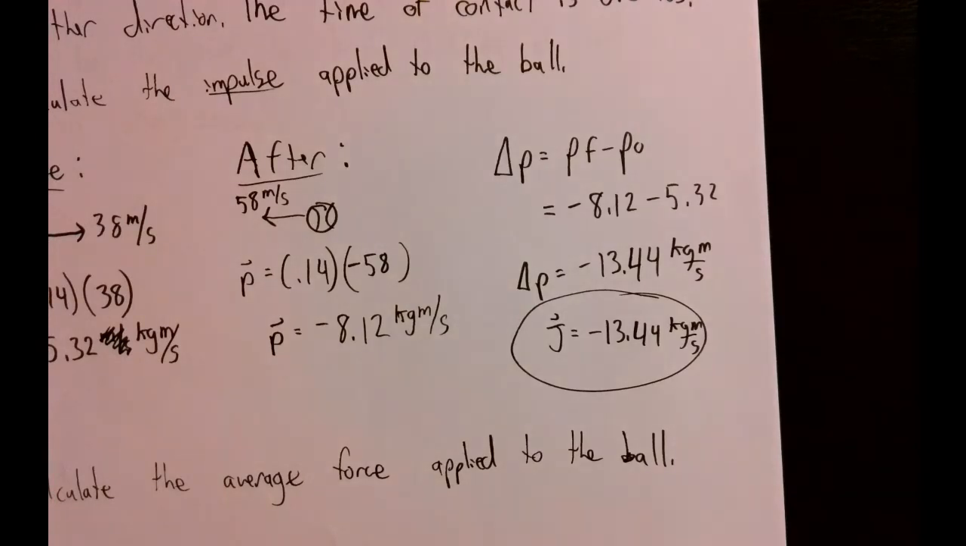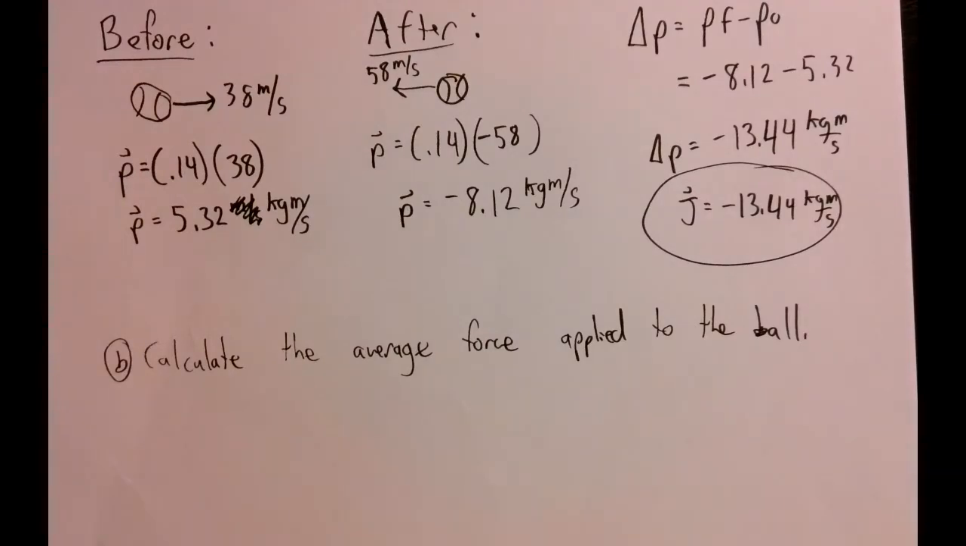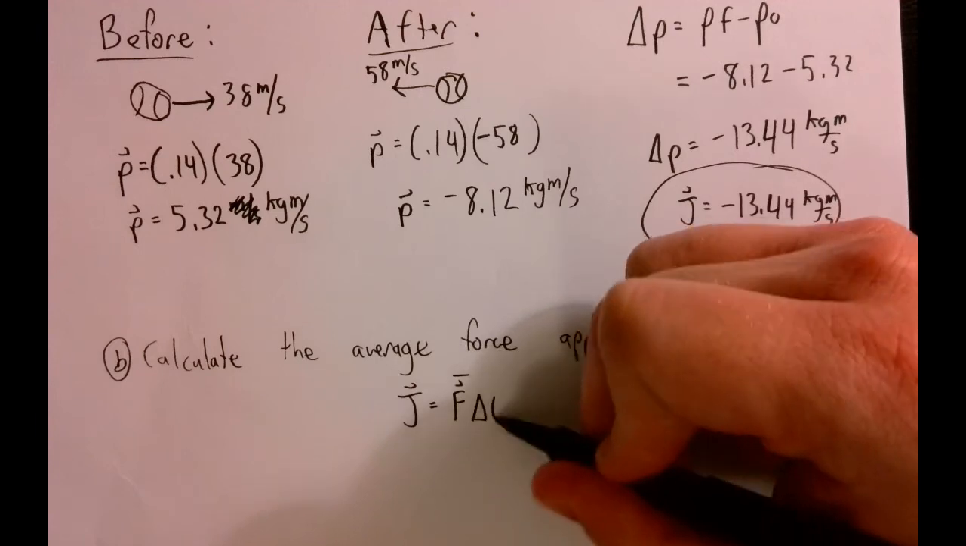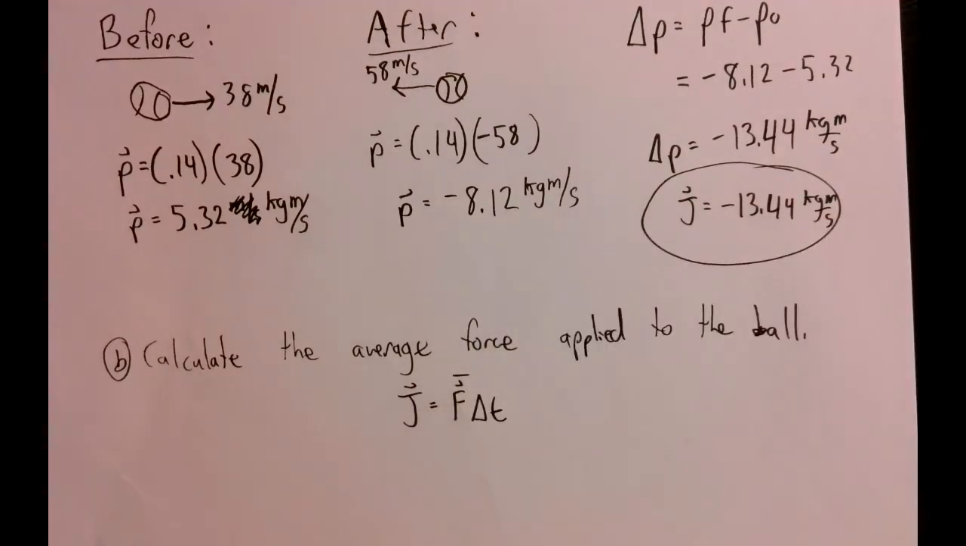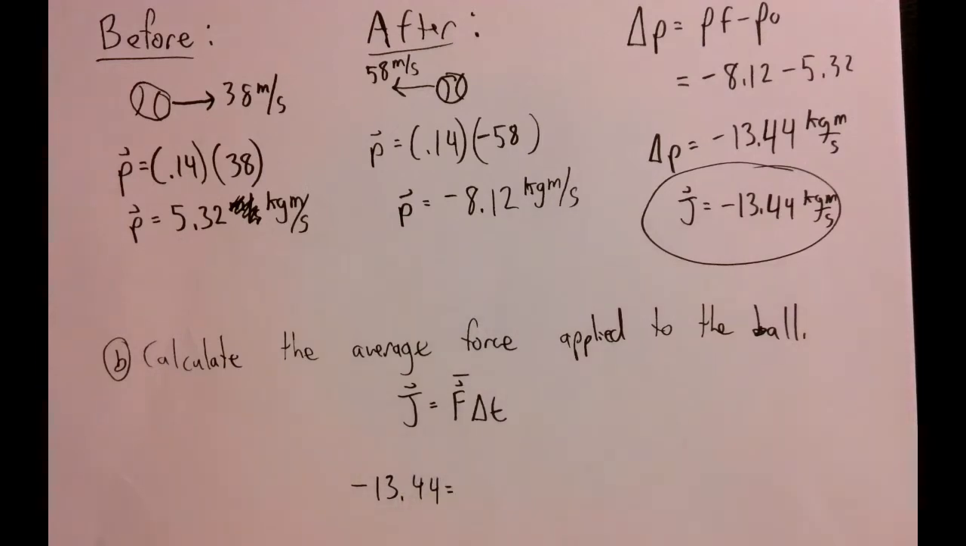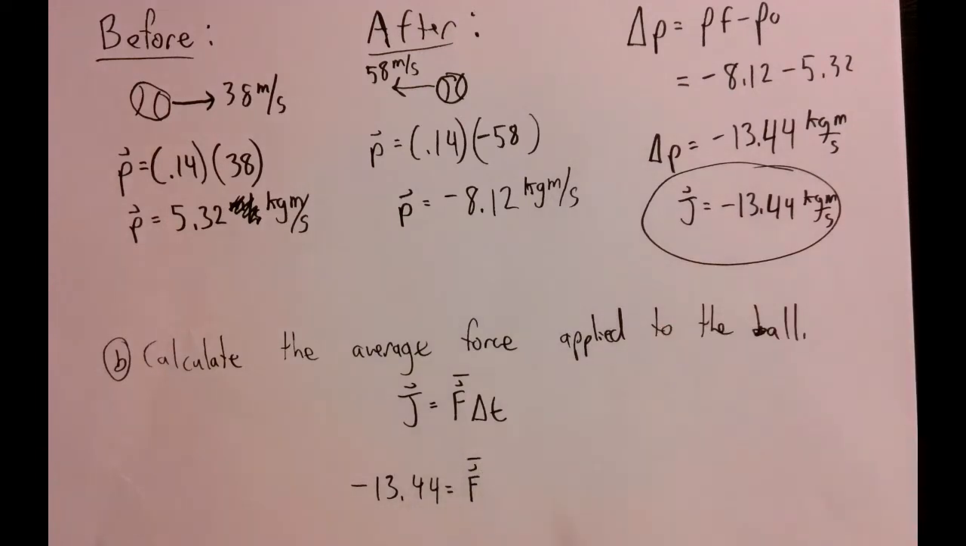Going on to part B. Part B is very simple. For part B it says calculate the average force applied to the ball. Well, there's only one equation today that has force in it, and that is the impulse definition. So we'll plug in everything we know. We're looking for force, so I'm going to leave force in there. And delta t is the amount of time that the ball was in contact with the bat. If you look at what you wrote down, they gave us a time of 0.0016.